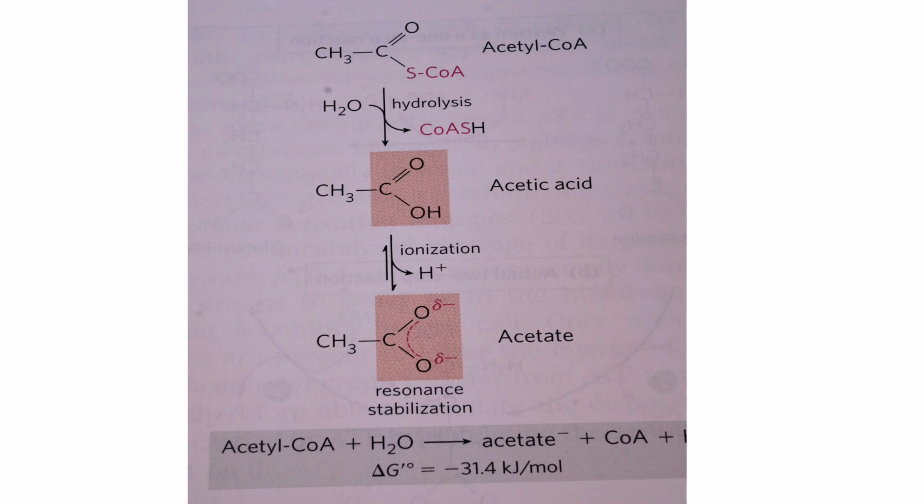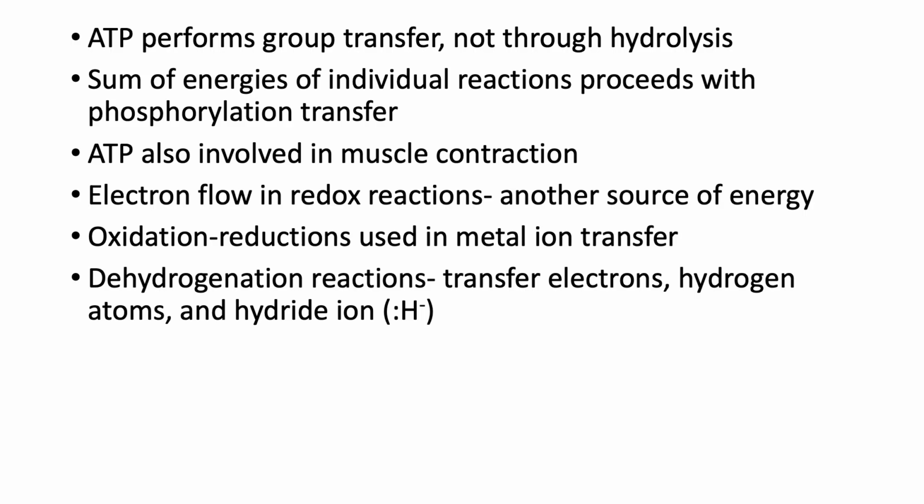So going back to this formulation, here's acetyl-CoA. You've got this methyl group attached to a carbonyl, and the energy component is in this bond here. You can hydrolyze it, get acetic acid, and ionize it to get a splitting of the charge between here with resonance stabilization of the acetate moiety, and then this delta G is 31.4 kilojoules per mole.